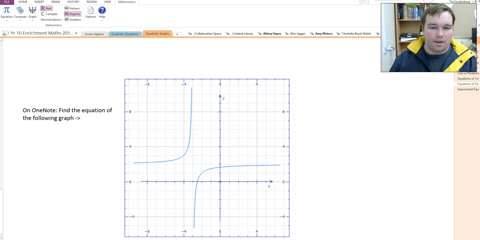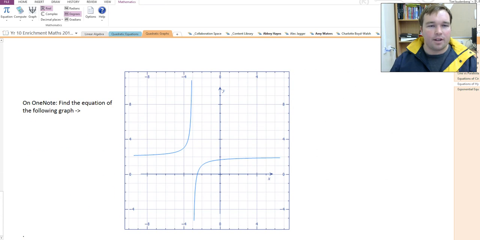Alright. Could you write down the equation of that graph, please, in your OneNote?